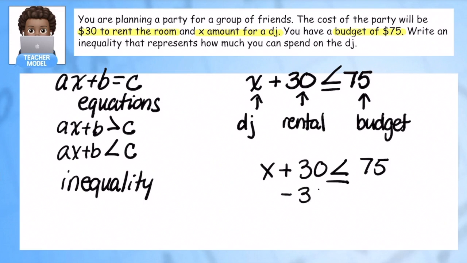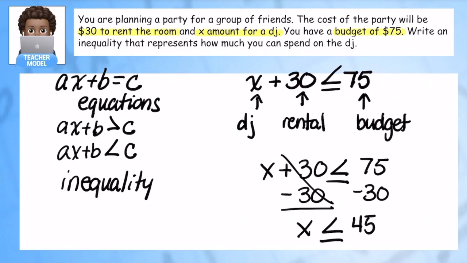So I can get rid of my constant first, turn it into a zero pair, and say X has to be less than or equal to $45. So I can spend less than $45, or I can spend exactly $45, but I cannot spend more than $45. If I do spend more than $45, I won't have enough money to pay the DJ. All right, Math Marbles, hit pause so you can jot this one down into your notes.